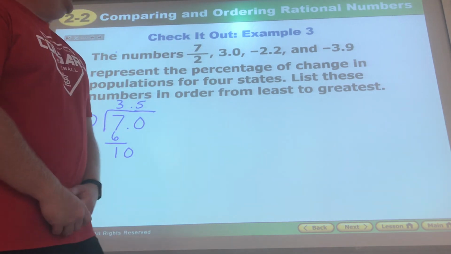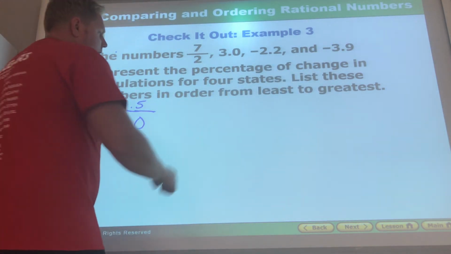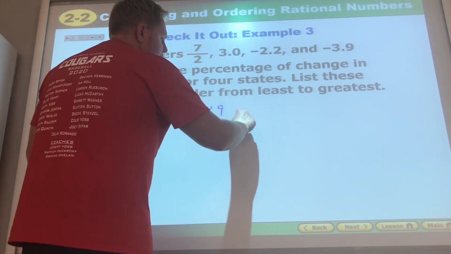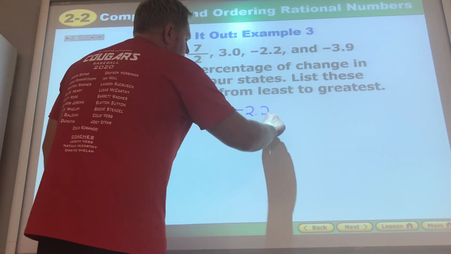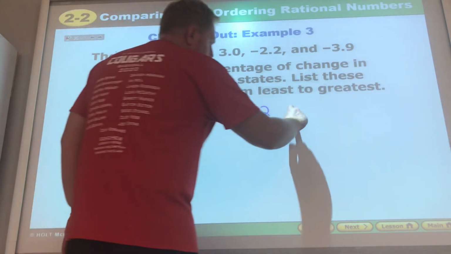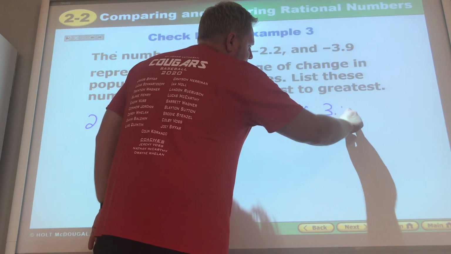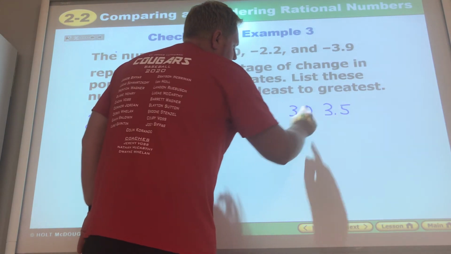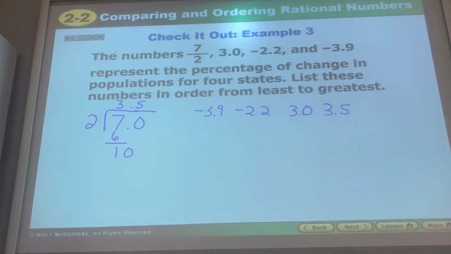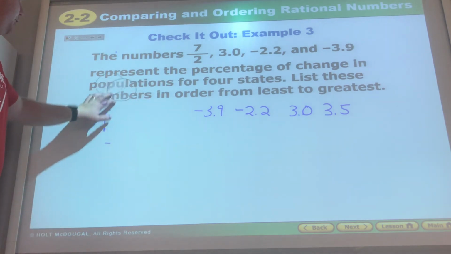The negative 3.9, that is the least number. That's the smallest. All right. Then we have negative 2.2. All right. Then we have 3.5 and 3.0. 3.0 would be the next biggest number, and 3.5 would be the greatest number. Least to greatest. All right. Again, see which one do we need to change, and then we can go from there.